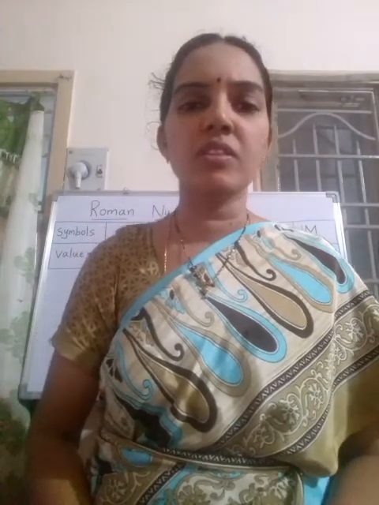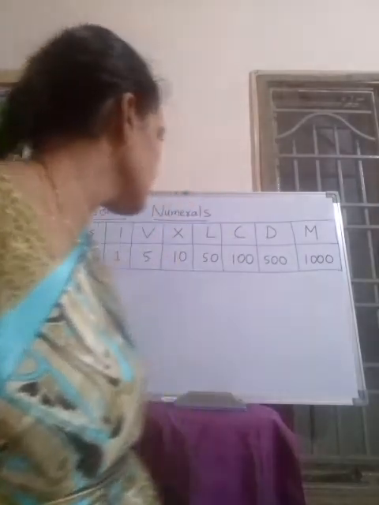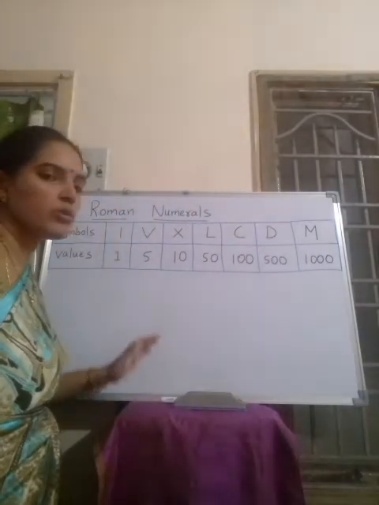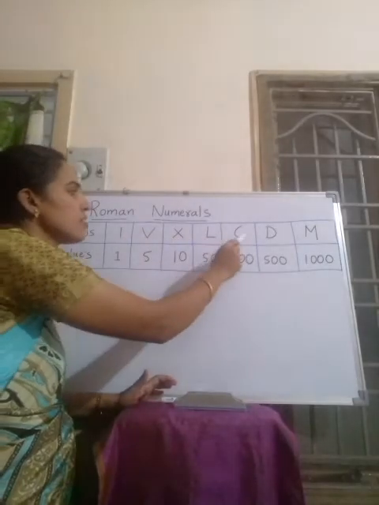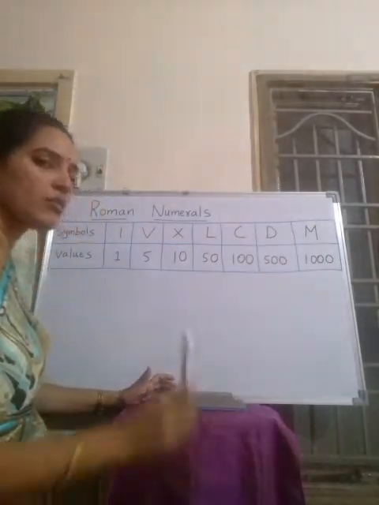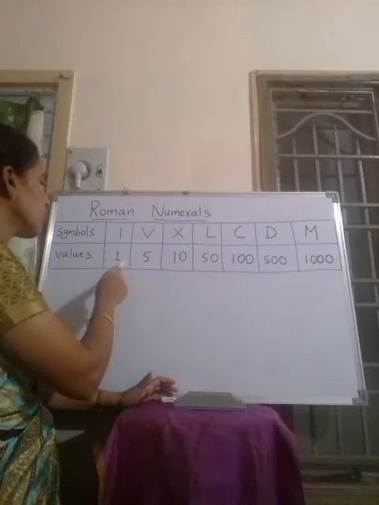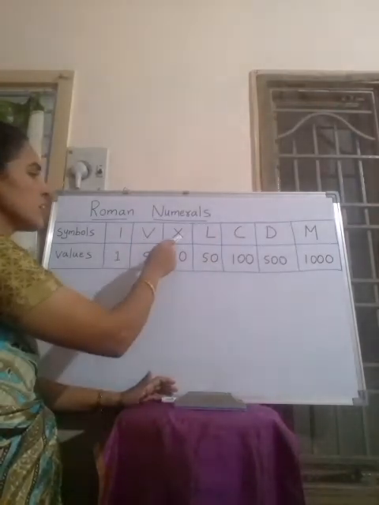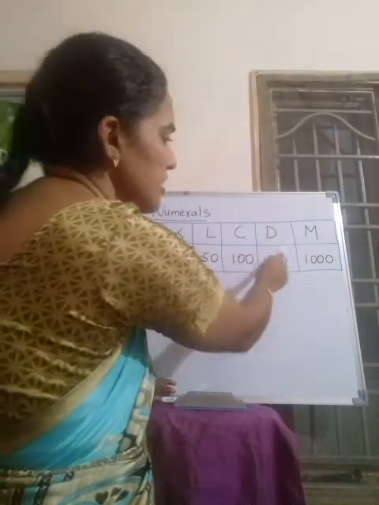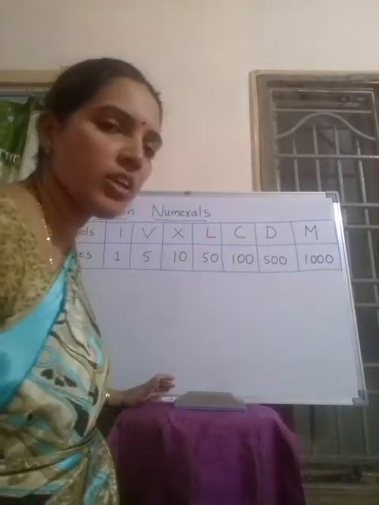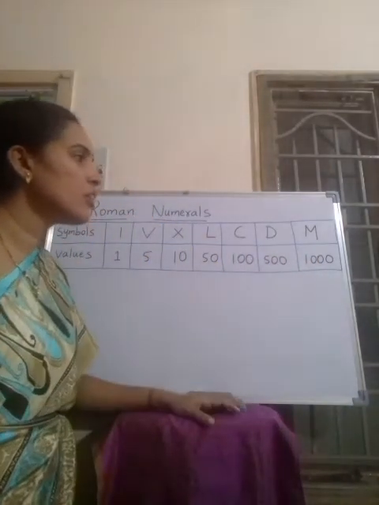Okay, first of all we see the symbols we have in Roman numerals. They are I, V, X, L, C, D, M, and their values are: the value of I is 1, V is 5, X is 10, L is 50, C is 100, D is 500 and M is 1000. These are the values we have.